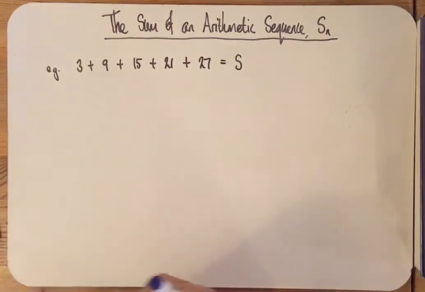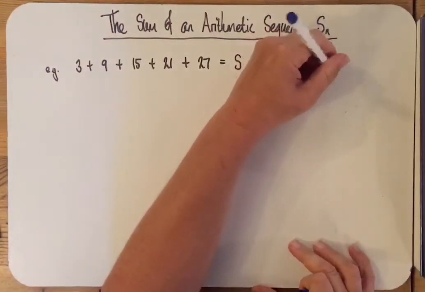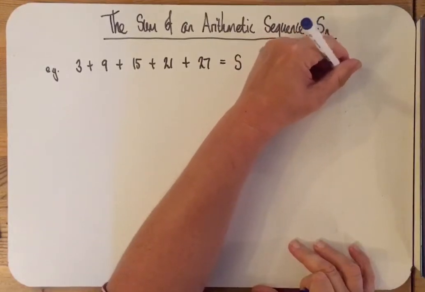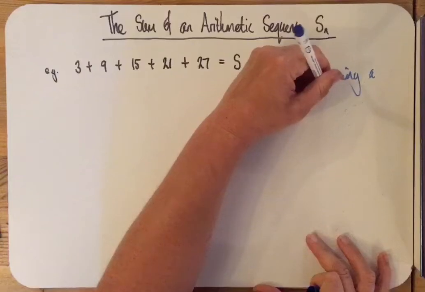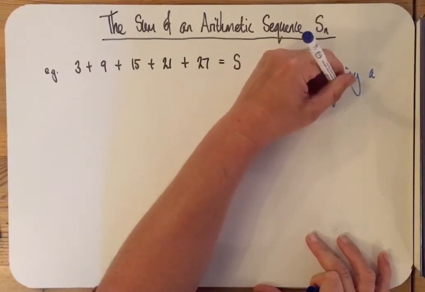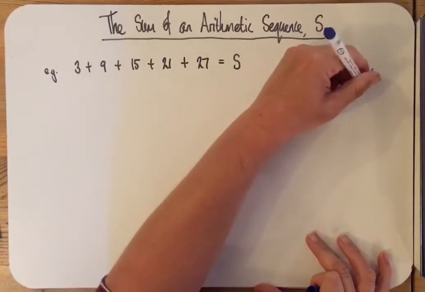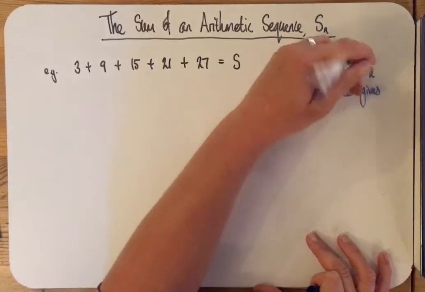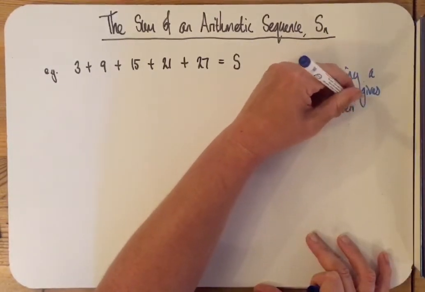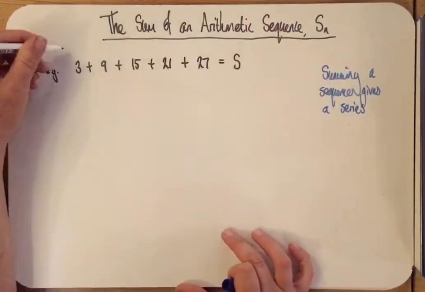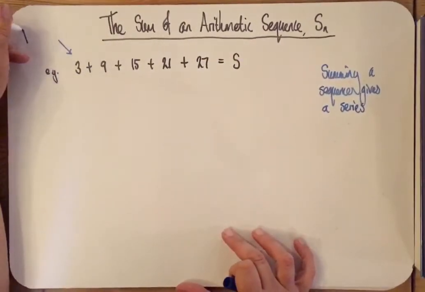Just that's your terminology. Summing a sequence gives a series. So this is an example of an arithmetic series.